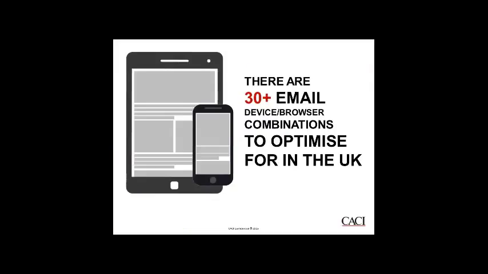Now, in the UK, there are 30 plus email device browser combinations that we optimize for on behalf of our clients. That's device browser scenarios used by more than 2% of the UK base. And that list changes from country to country. So once we get into the Asian markets and China in particular, that list can be completely different.